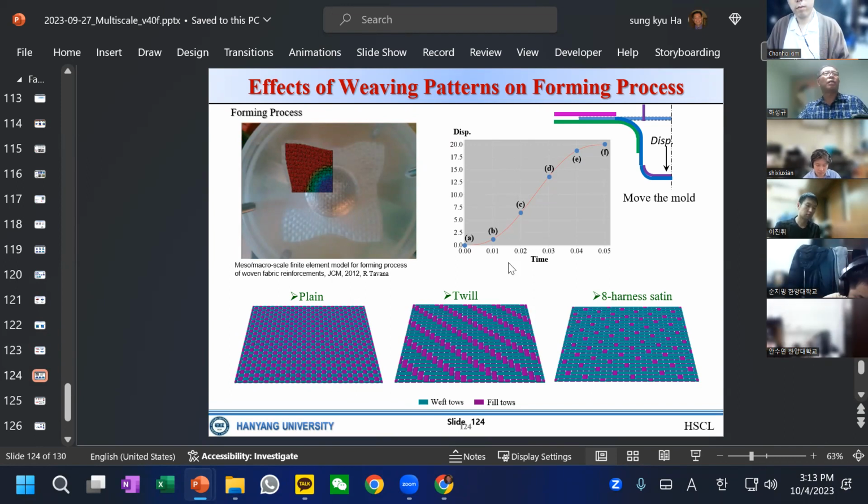And this is the effect of a weaving pattern on the forming process. Let's say this can be a dry fabric, and then we can drape. It's a forming process without resin, or we can have it resin impregnated.